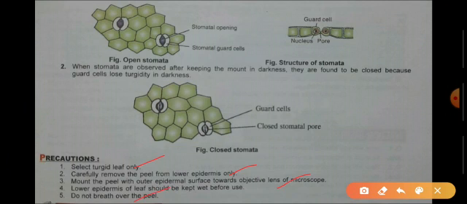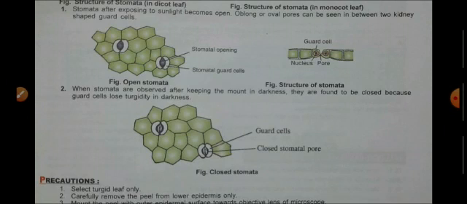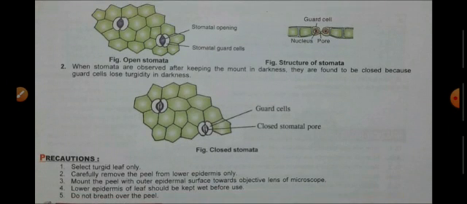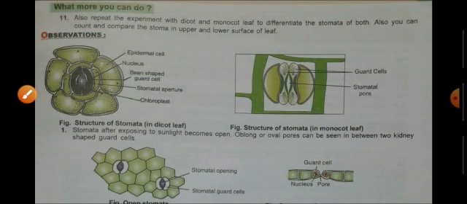Some important points are related to the stomata. In monocot leaves, stomata are dumbbell shaped. In dicot leaves, the shape of stomata is just like a kidney or bean shape. Stomata open in light and close in darkness. Some functions of stomata in plants are: first, gaseous exchange; second, transpiration; and third, when stomata receive carbon dioxide, it helps in photosynthesis.